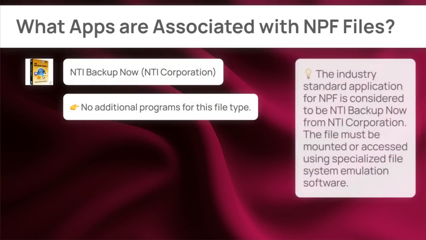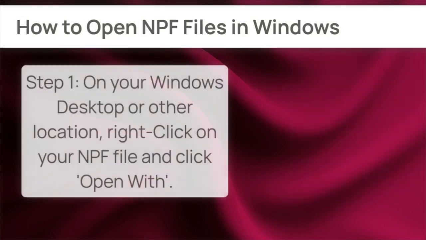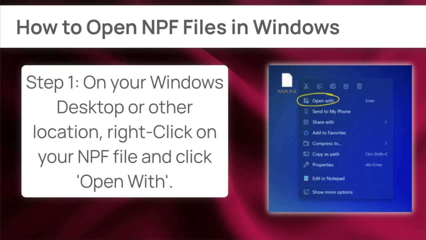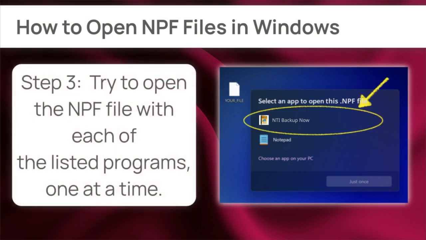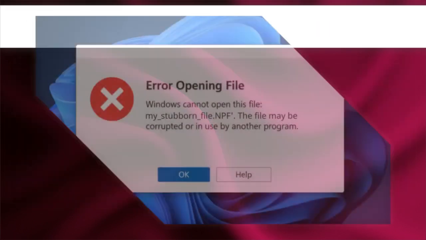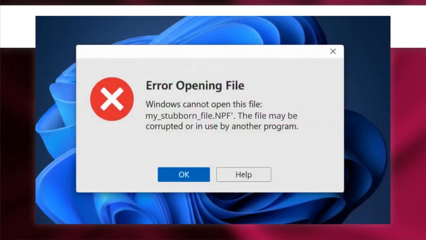The file must be mounted or accessed using specialized file system emulation software. Windows allows minimal preview, but accurate reading requires tools made for that data format. Start by right-clicking the NPF file and selecting Open with NTI Backup, if it's installed. If you don't find it, pick any other option. Some NPF files are very particular about the opener. If you still can't open the NPF file, it's okay.